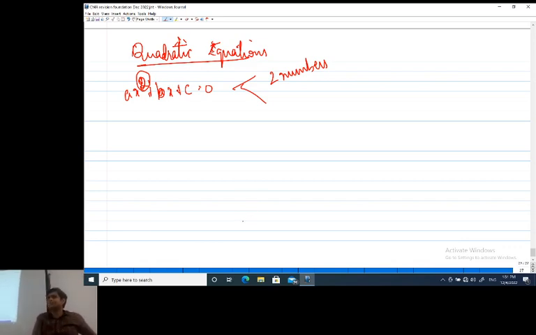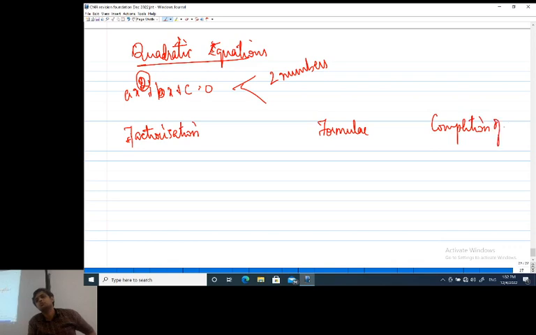The primary 2 methods that you need to keep in mind are factorization and formulae. There is also something called completion of squares. Please do not use this method because it's quite time consuming. This is the last resort. I would prefer you use the formula everywhere.